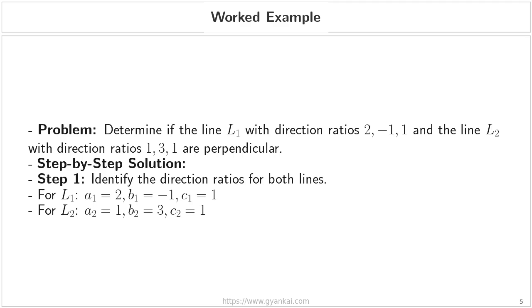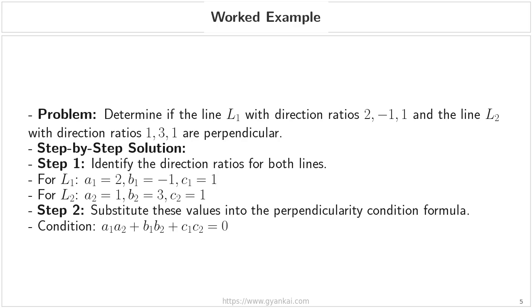First, let's identify our direction ratios clearly. For our first line L1, we have a1 equals 2, b1 equals -1, and c1 equals 1. For our second line L2, we have a2 equals 1, b2 equals 3, and c2 equals 1.